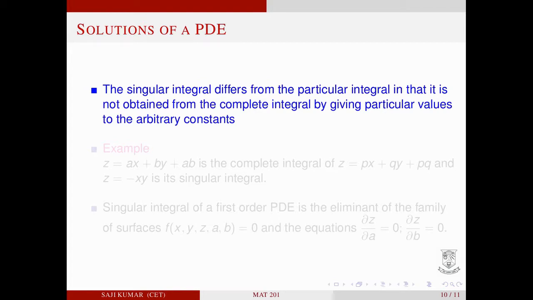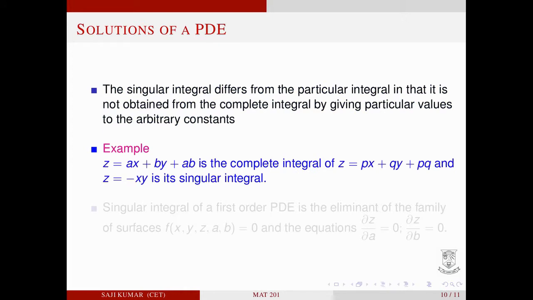Consider the following example. We know that z = ax + by + ab is the solution of the partial differential equation z = px + qy + pq. And this solution z = ax + by + ab is called the complete integral of the differential equation z = px + qy + pq because the solution contains two arbitrary constants, and this is the maximum permissible number of arbitrary constants present in the solution of a first order partial differential equation. So this is called a complete integral.